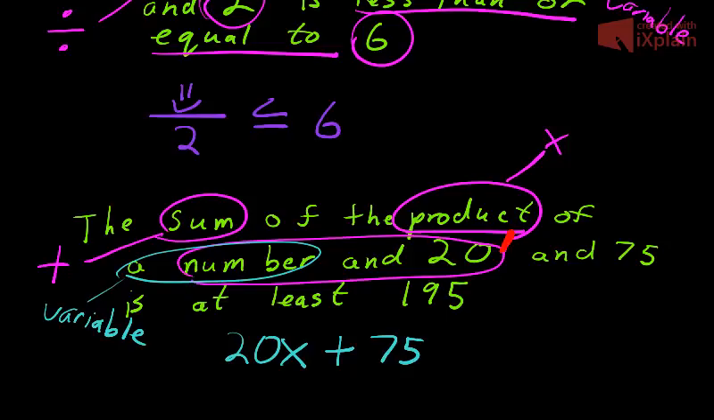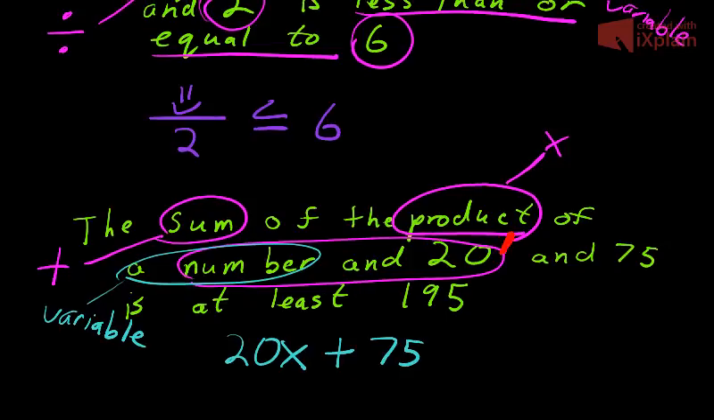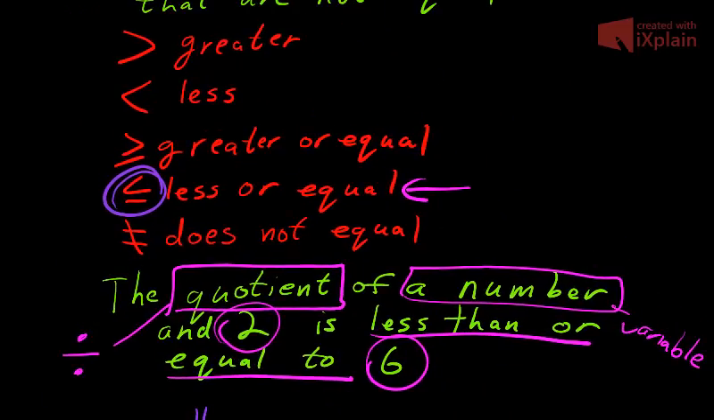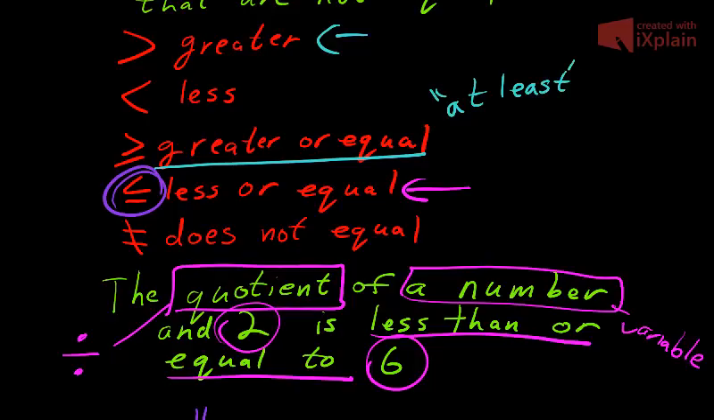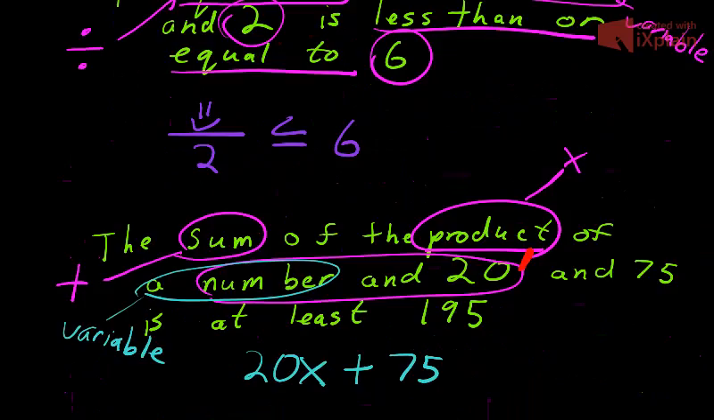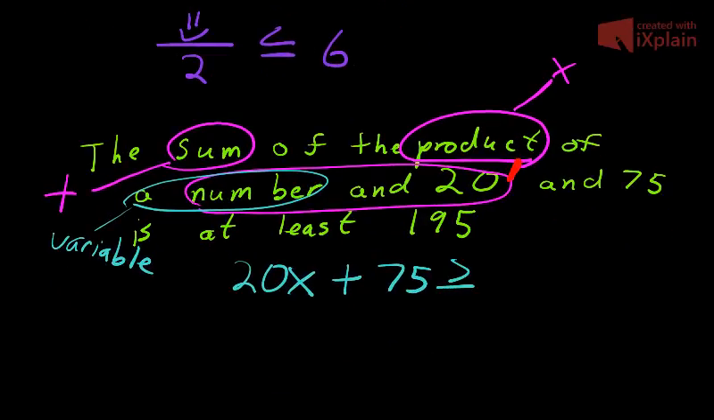Then it says is at least. At least is not one of these things that we've looked at before up here. None of these say at least. So we should think about what does at least mean. At least means that it can be more than something, so maybe greater than, but at least also means that equal to is okay. So greater than or equal to can also be at least. So when we're saying at least, we mean greater than or equal to 195. And that's all we have to do to write that.